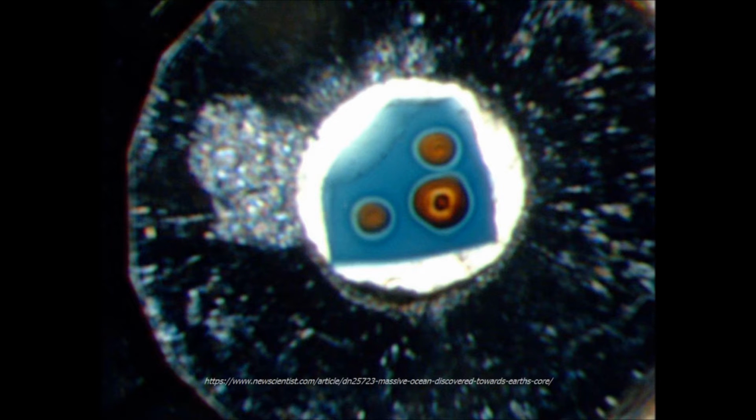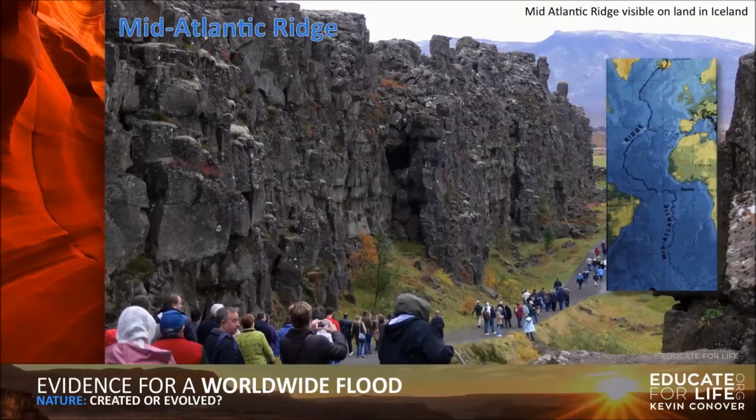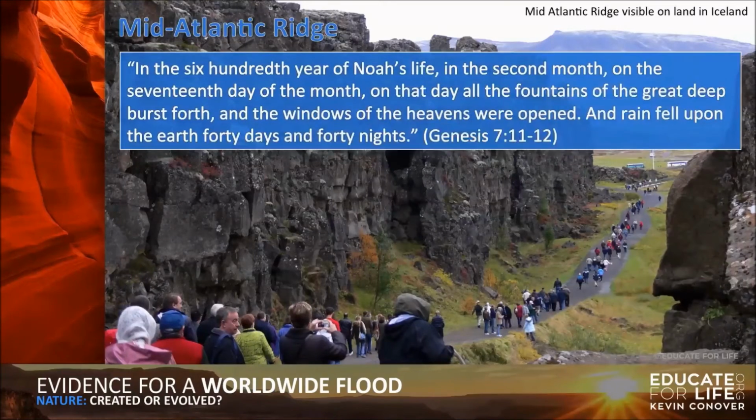The Mid-Atlantic Ridge is a tear in the Earth's crust that goes all over the world. You can see it here. It actually comes up on land in Iceland, and people here are walking through it. In Genesis chapter 7, if you remember what it said, on the 17th day of the month, on that day, all the fountains of the great deep burst forth, and the windows of the heavens were opened.